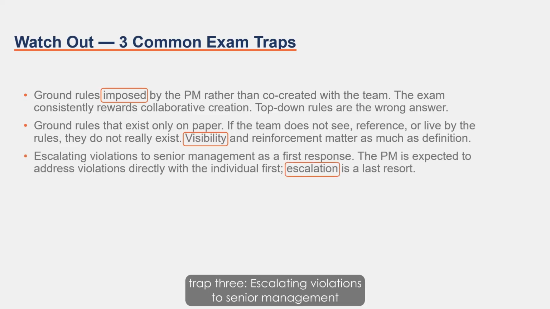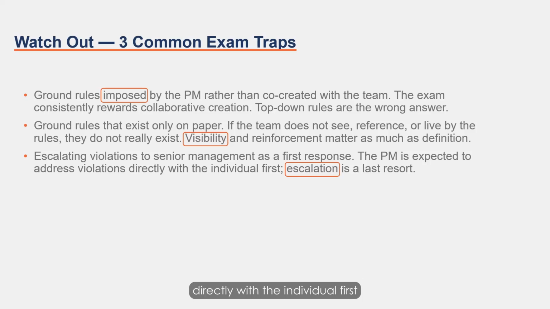Trap 3. Escalating violations to senior management as a first response. The PM is expected to address violations directly with the individual first. Escalation is a last resort.